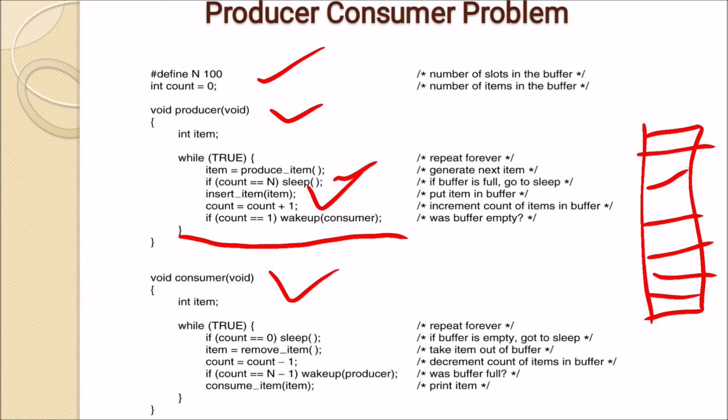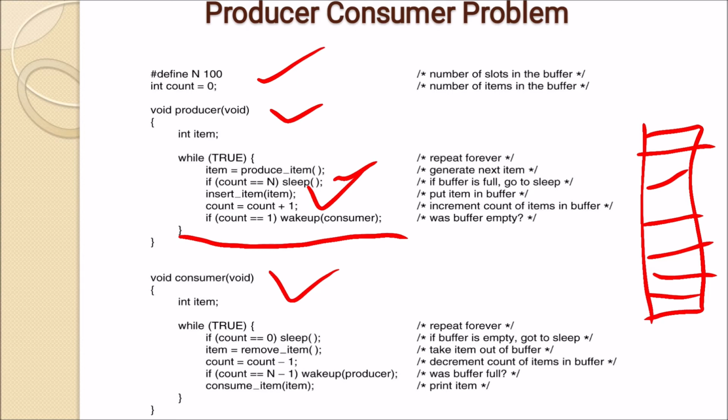Now the same procedure we can do with the consumer. There is also one variable, which is item, and we are using a while loop to repeat forever. Now in the consumer, what situation happened? That there is no item in the buffer, there is no data, there is no information in the buffer. It means the producer has not produced anything till now, or all the items produced by the producer may have been consumed.